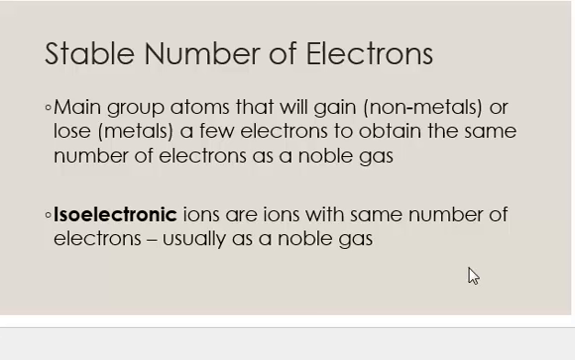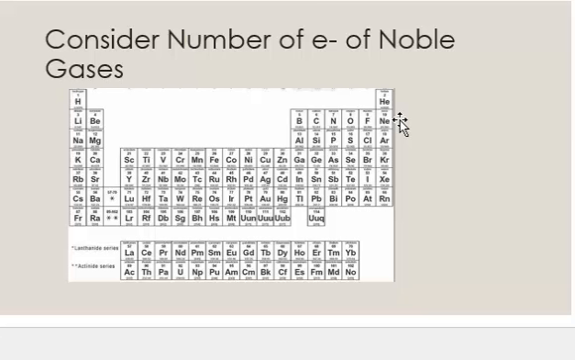Main group atoms that are nonmetals will gain up to 3 electrons to obtain the same number of electrons as the nearest noble gas. And main group metals tend to lose electrons to obtain the same number of electrons as the nearest noble gas. Thus, there are a series of monoatomic ions that have the same number of electrons as noble gases. A series of ions that have the same number of electrons is known as isoelectronic. That means we will see main group monoatomic ions with 10, 18, 36, and 54 electrons.